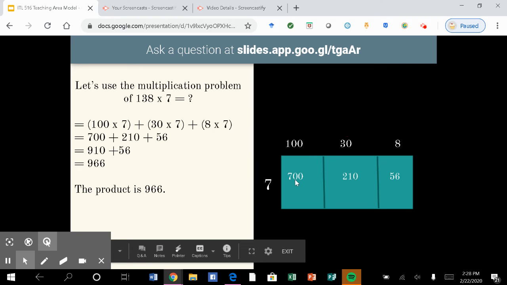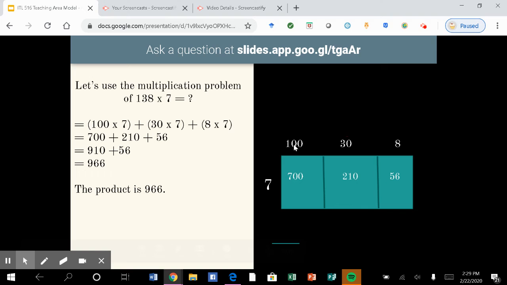So we have 100 times 7, which is 700. 30 times 7 is 210. And 8 times 7 is 56. So again, for multiplying the hundreds and the tens, this is why understanding multiplying by zeros is important, because the amount of zeros we have in our factor need to be included in the product.